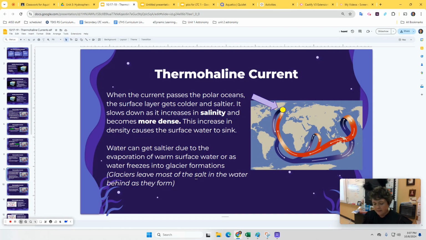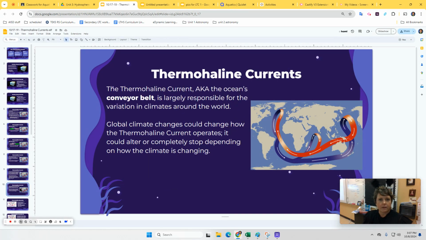Okay, looks like this is at the very bottom of your little handout here. And then the thermohaline current, aka the ocean's conveyor belt, is largely responsible for the variation in climates around the world. Global climate changes could change how the thermohaline current operates. It could alter or completely stop depending on how the climate is changing.